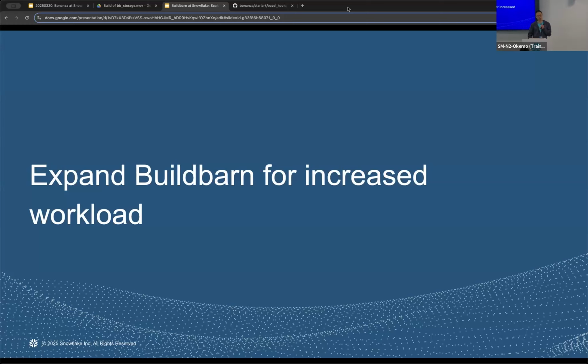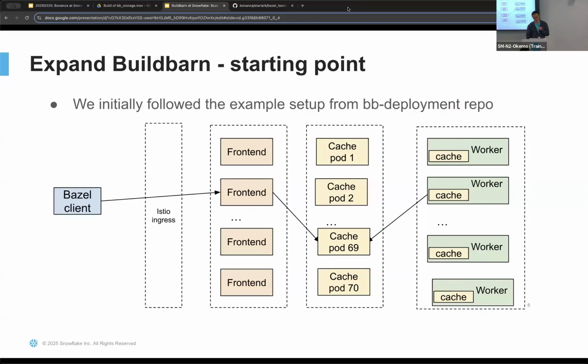Next, I would like to share more about how we scale our system. As a starting point, we initially just followed the example setup from the BB deployment repo. The architecture is straightforward. We start with having front end, having cache, and having worker, and having scheduler. In the beginning, it worked well.